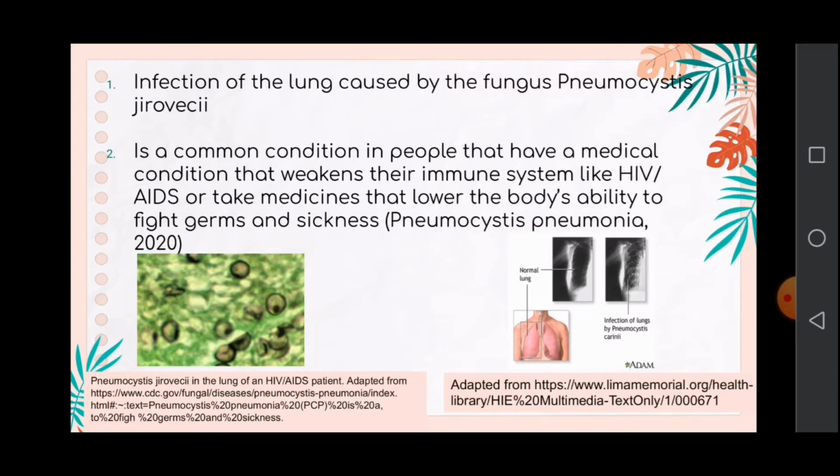PJP is a common condition in people who have a medical condition that weakens their immune system, like HIV or AIDS, or who take medicine that lowers the body's ability to fight germs and sickness.